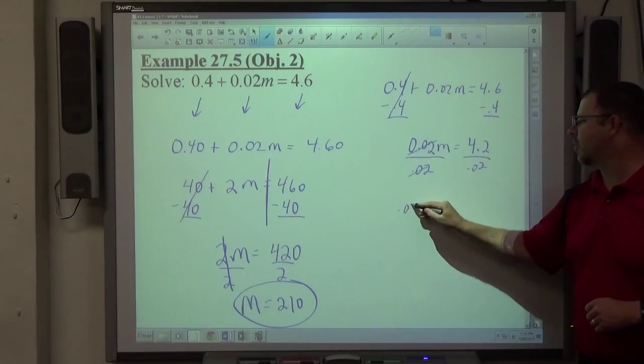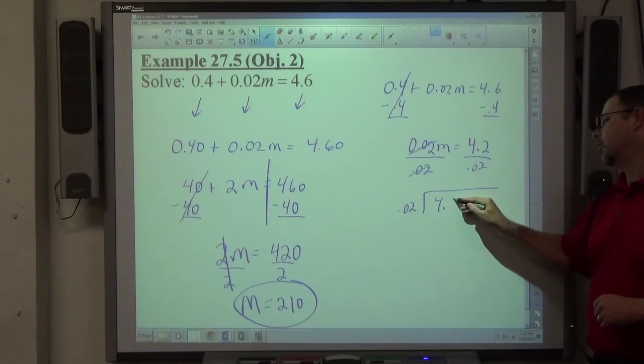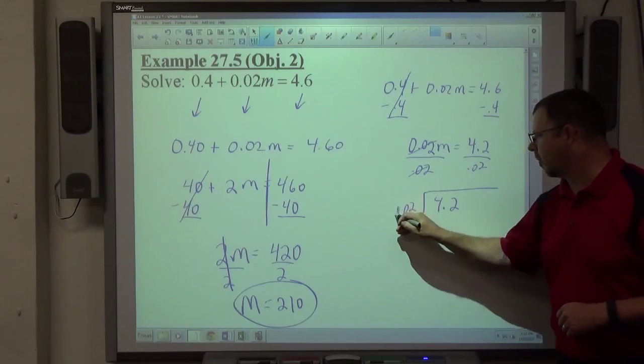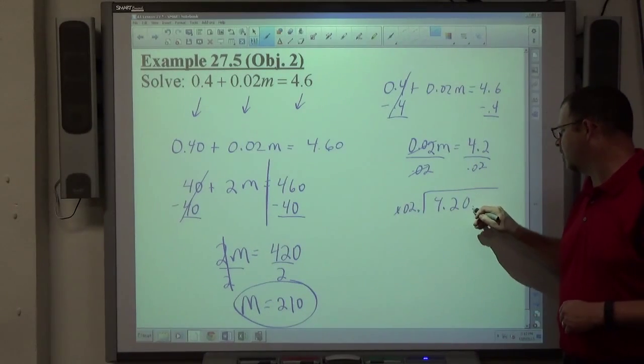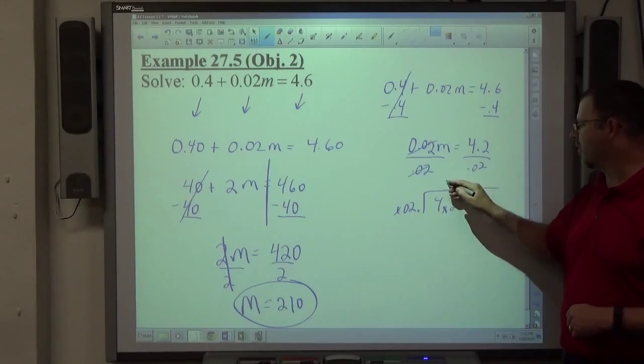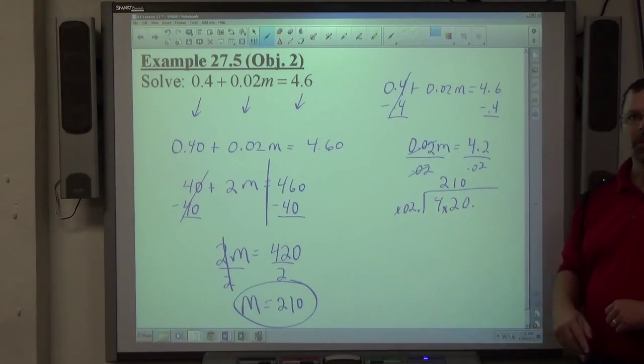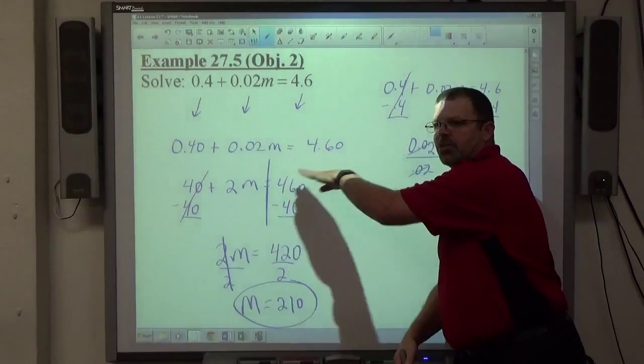And now you got to do 0.02 into 4.2, which if you move the decimal point 2 spaces over and 2 spaces over, notice you're still getting 420 divided by 2, so it's still 210. But it's a lot easier if you get it down to integers instead of decimals.